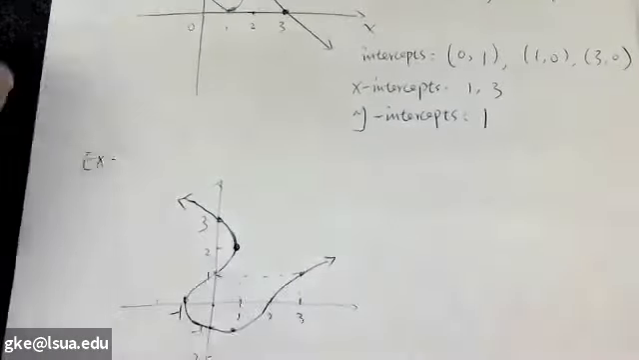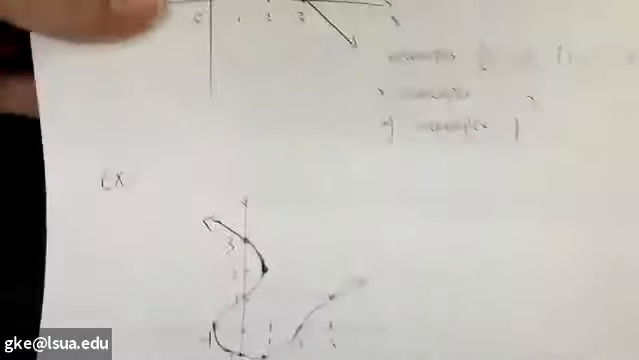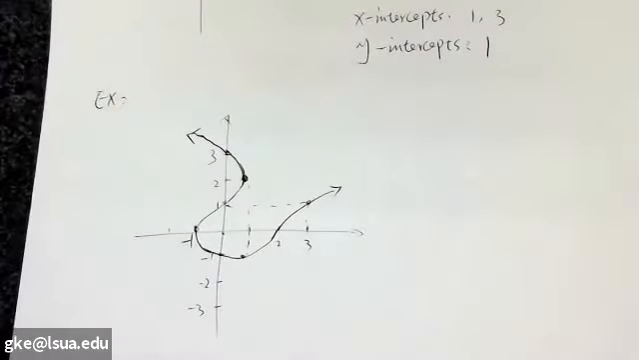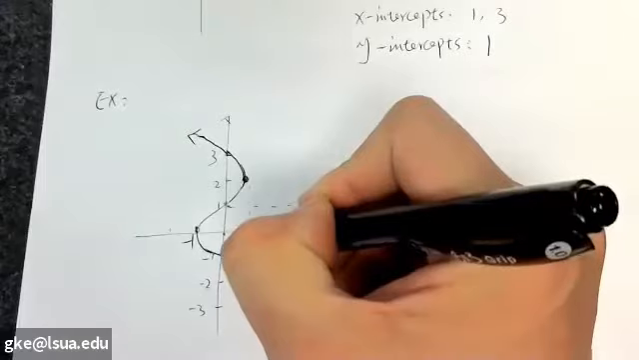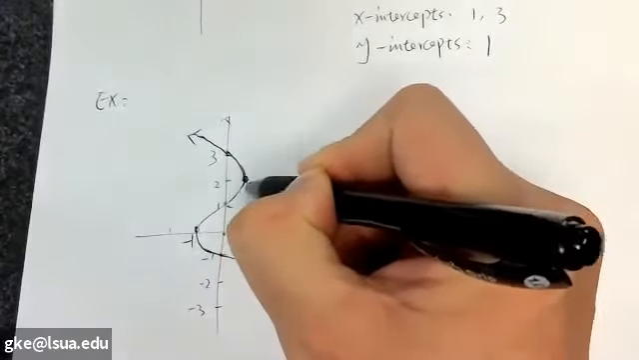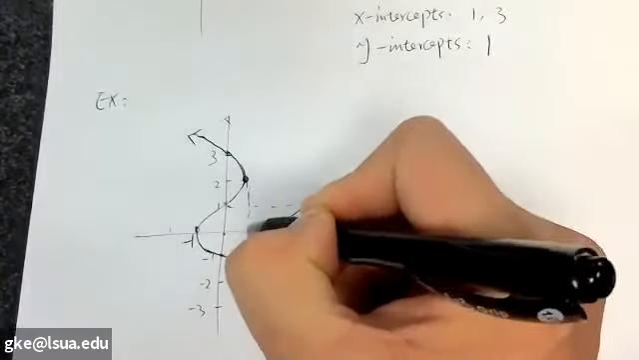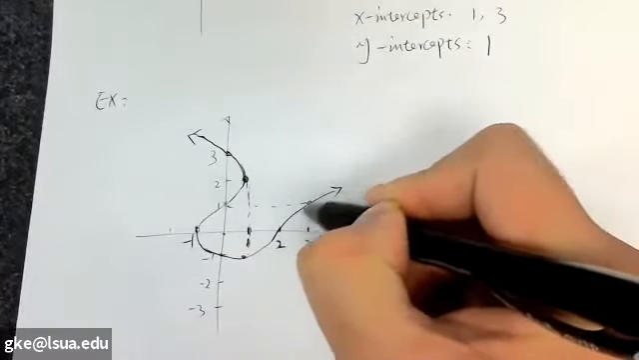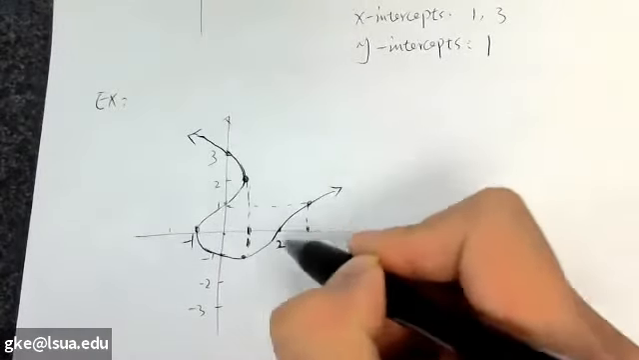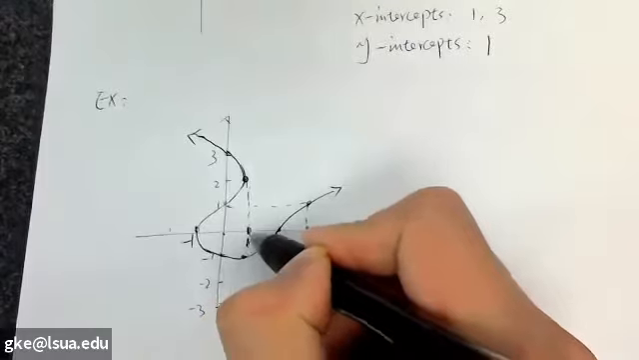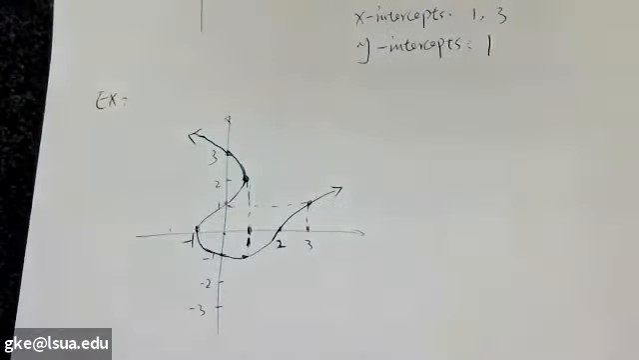Okay, given this curve, we have 1 here, 2 here, 3 here. Now find the intercepts, x-intercepts, y-intercepts.